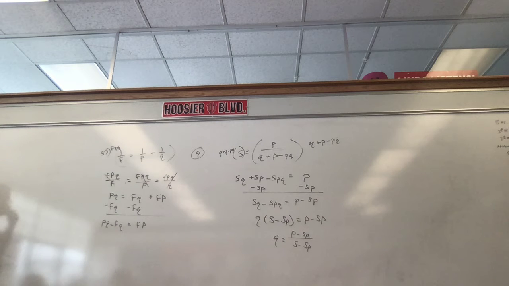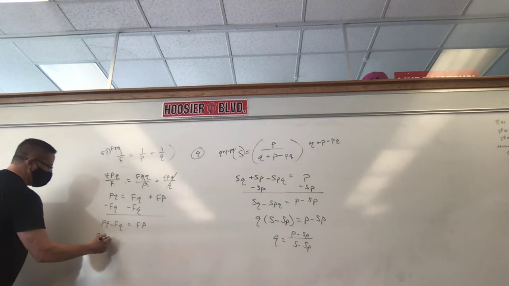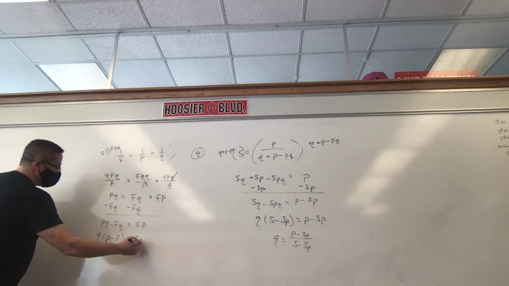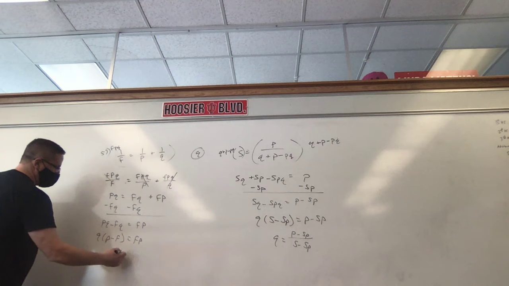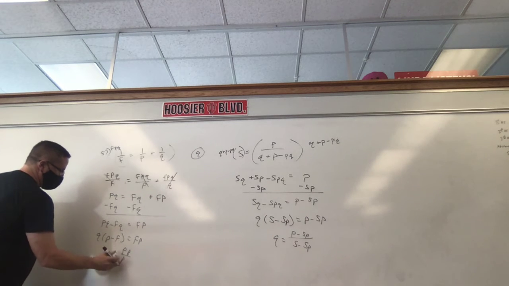What do we normally do when we get all the variable that we want to solve for? Factor that Q out. Q times P minus F equals FP. Last thing we got to do? Divide by P minus F. So Q equals FP over P minus F. Gosh, that looks terrible.